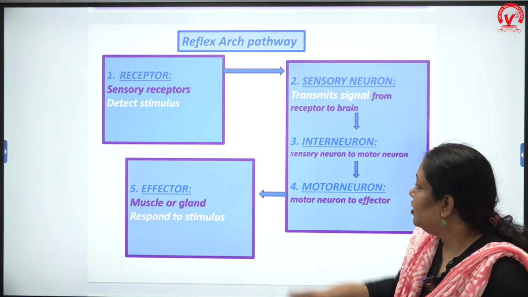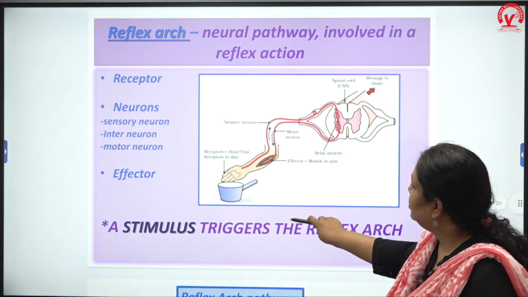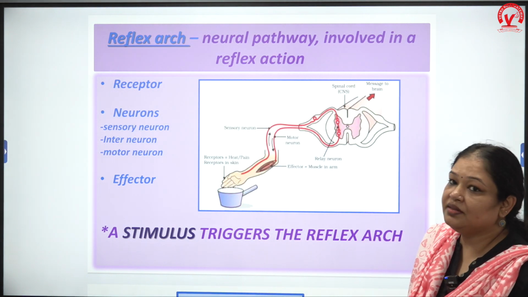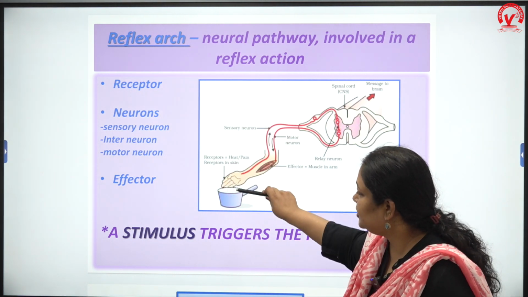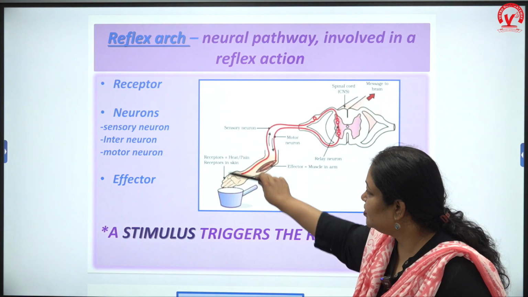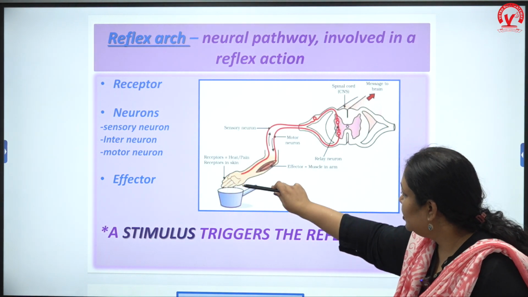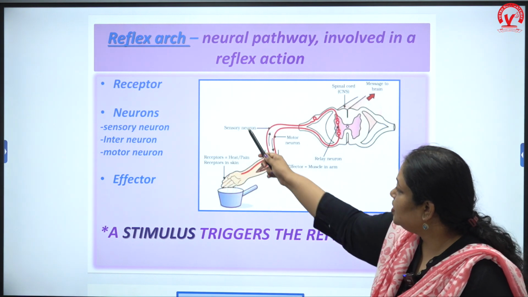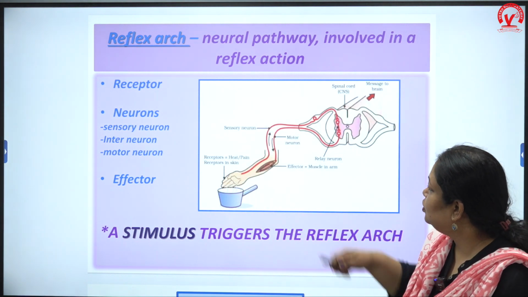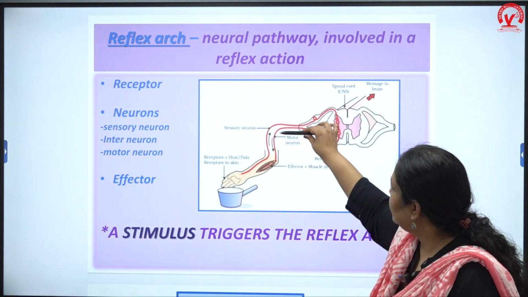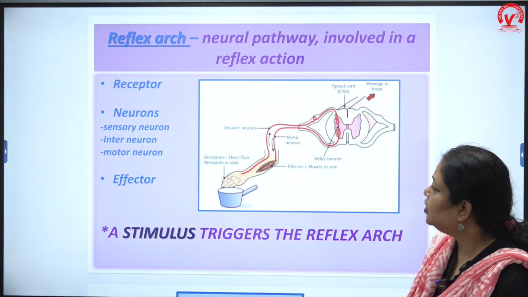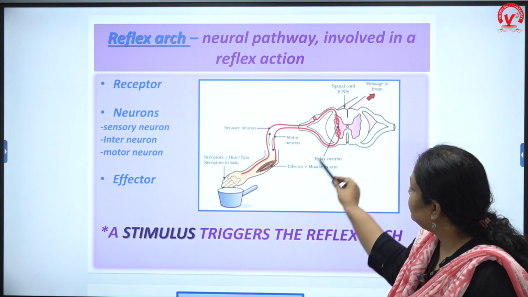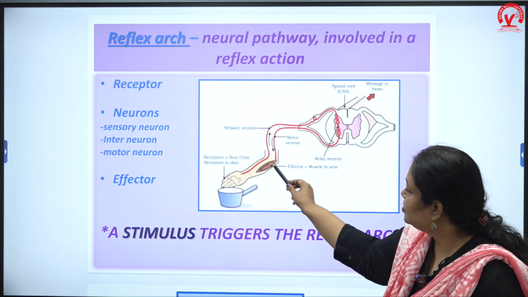What happens? Let's say over here we have the picture when there is a receptor. This is the receptor. What is the receptor over here? The skin is the receptor. So it has heat. You can sense the heat with the skin, and then from here it is transmitted to the sensory neuron, and from the sensory neuron it goes to the motor neuron, and in between the sensory and the motor neuron is the interneuron, and then from there it sends the signal to the effector, that is the muscle over here.